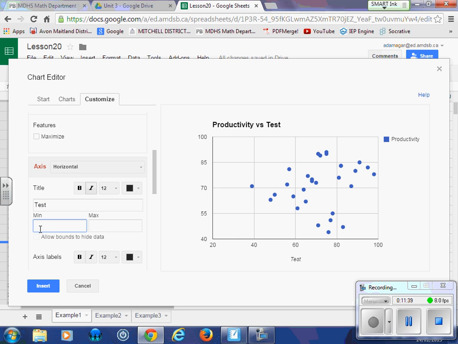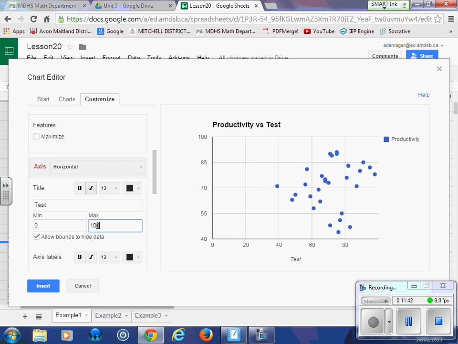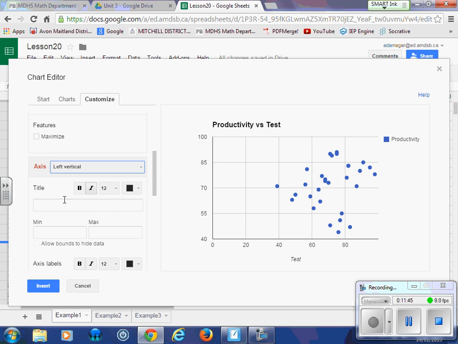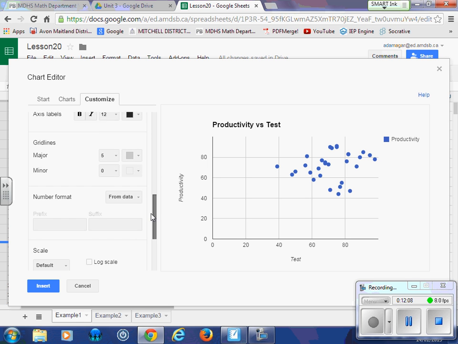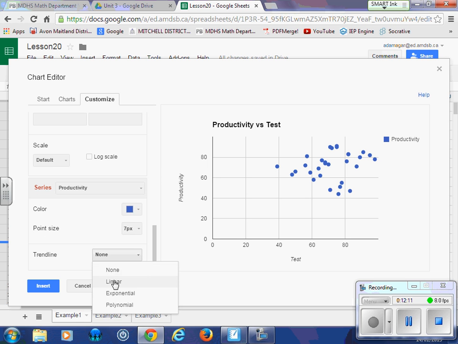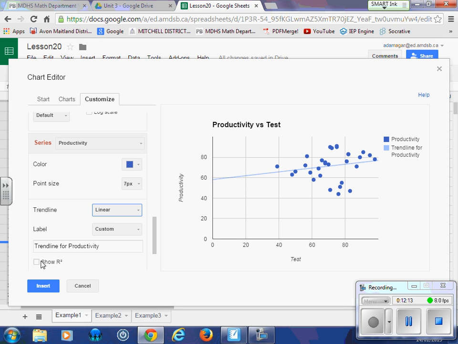And again, I want to go from 0 to 100, just to get a feel for it. Changing my vertical, productivity, 0 to 100. And now when I look at it, there doesn't seem to be, if anything, it's going to be a horizontal line. That would be my guess, because the data is all in one square region there. So if we do the analysis, a linear fit through there with an R value, it's still really, really small.